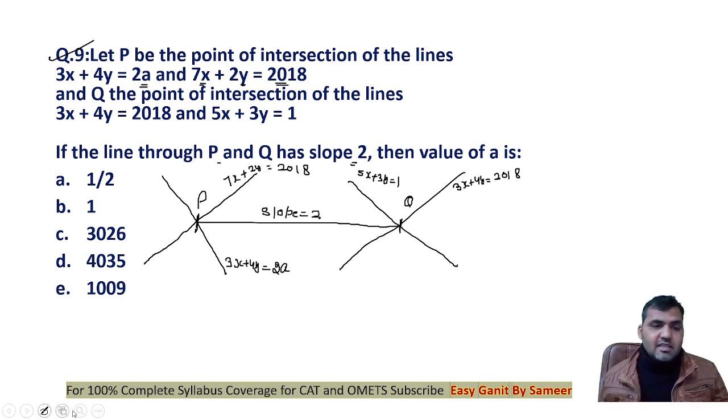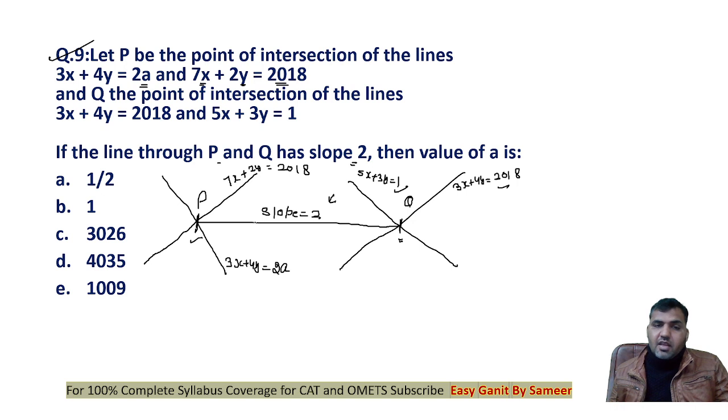So guys, I can easily find the point of intersection of these two lines, so I'll get the coordinates of P. Similarly, by solving these two equations, I'll also get the coordinates of Q. Once I get P and Q, I know the slope of the line is 2, so I will be able to find the value of a. The question is easy but lengthy in calculation, guys, right?